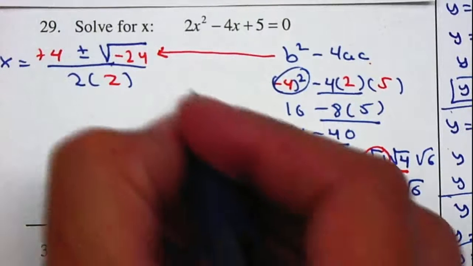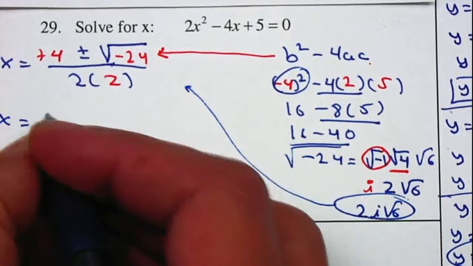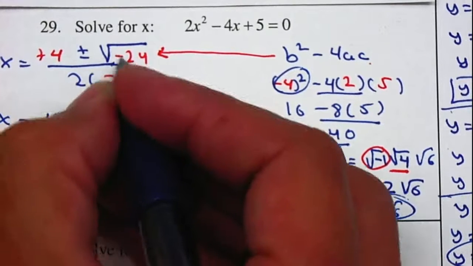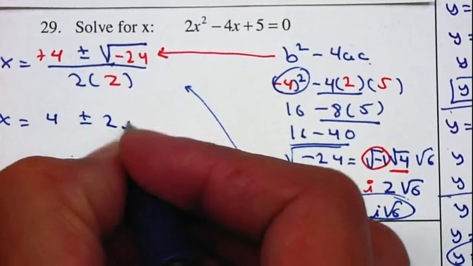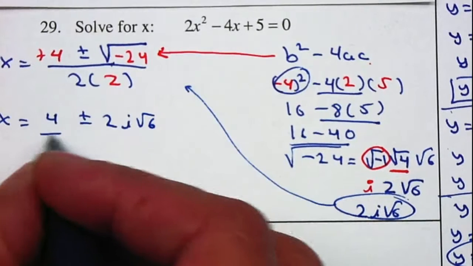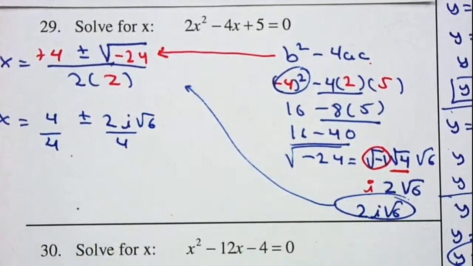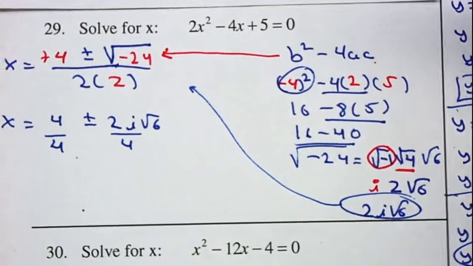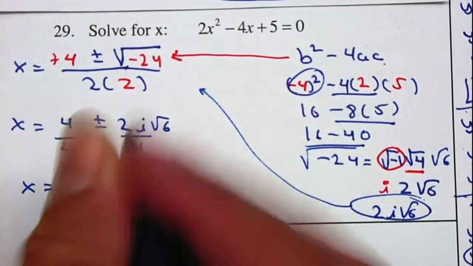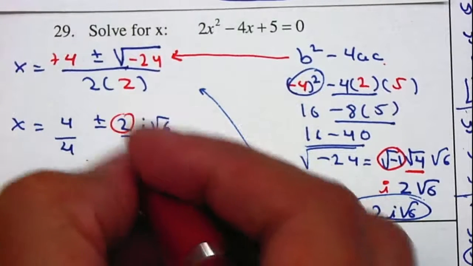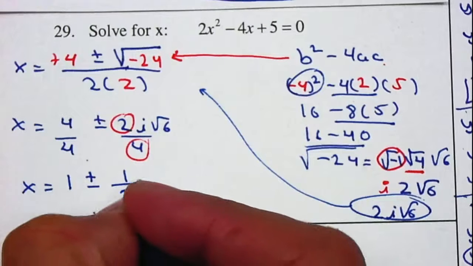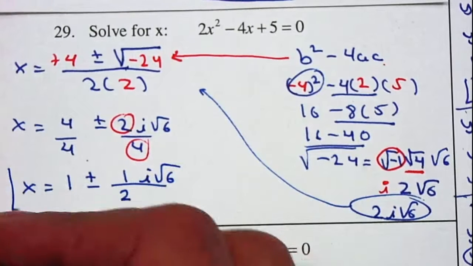And I'm going to replace it. So I have x equal to 4 plus or minus, instead of the square root of negative 24, it becomes 2i square root of 6. And I'm going to separate my fraction. 2 times 2 is 4. It will be 4 divided by 4. And now I just need to reduce it. So x is equal to 1 plus or minus. The 2 and the 4 will give me 1 over 2. And we have i square root of 6. And that'll be your final answer.